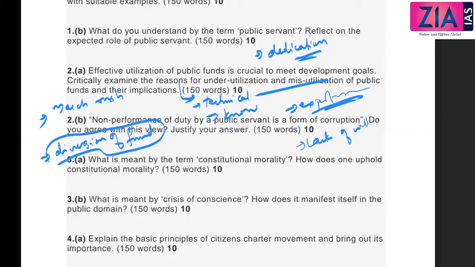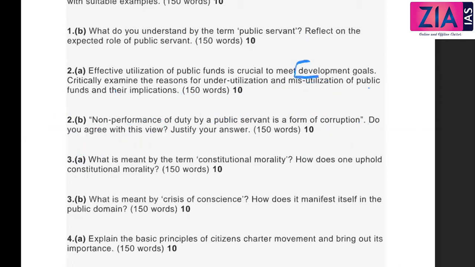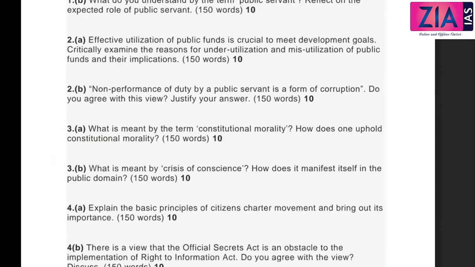So what are the implications? As we have discussed, as it is given in the question itself, you don't have much headache to write this. Developmental goals will be compromised. And also, it is going to affect the work culture of the organization. It spoils the entire ethical framework and the work culture of the organization. And it also questions the honesty and integrity of the officers who are honest. So they will also get demotivated over a period of time. So these are a few impacts, implications, which you can write. Okay. So this is again a very subjective question.